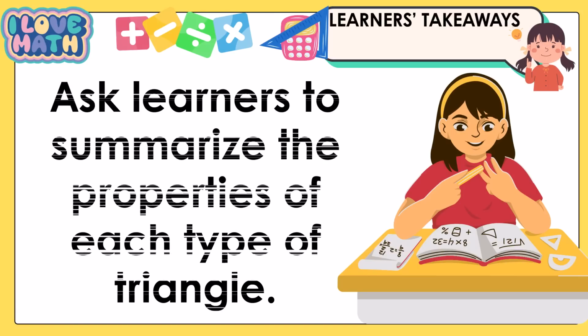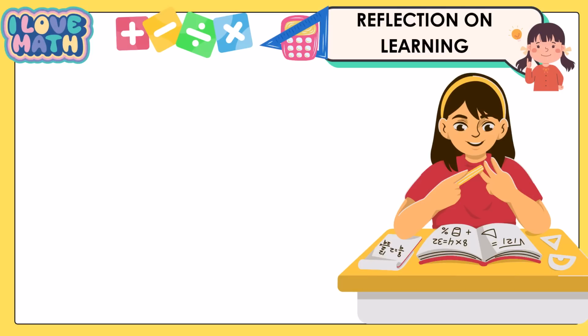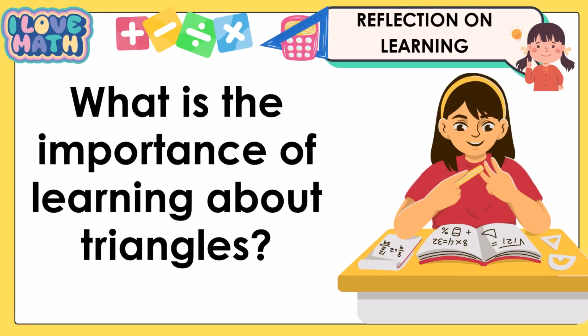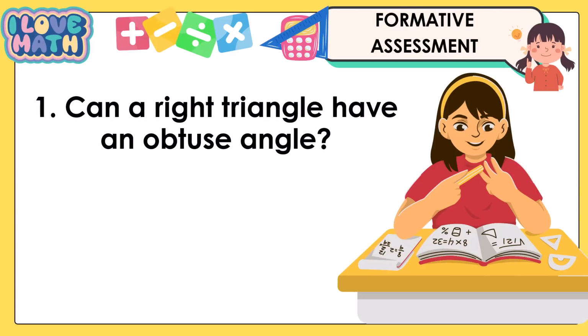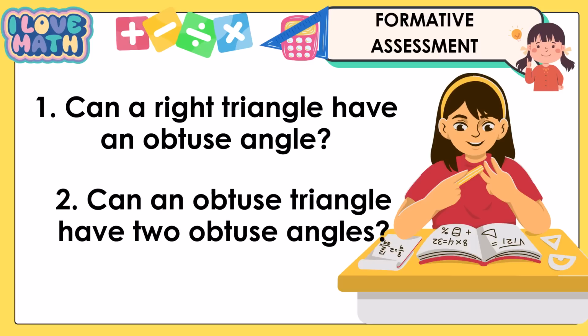Learners' takeaways. Ask learners to summarize the properties of each type of triangle. Reflection on learning. What is the importance of learning about triangles? Formative assessment. First, can a right triangle have an obtuse angle? Second, can an obtuse triangle have two obtuse angles?